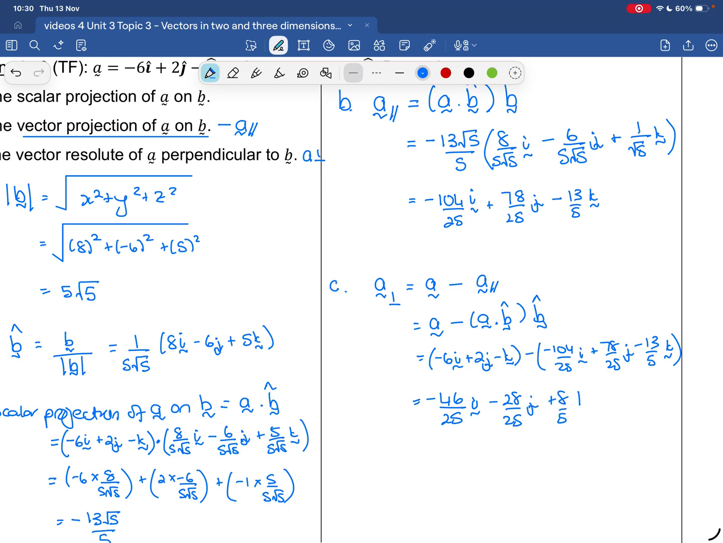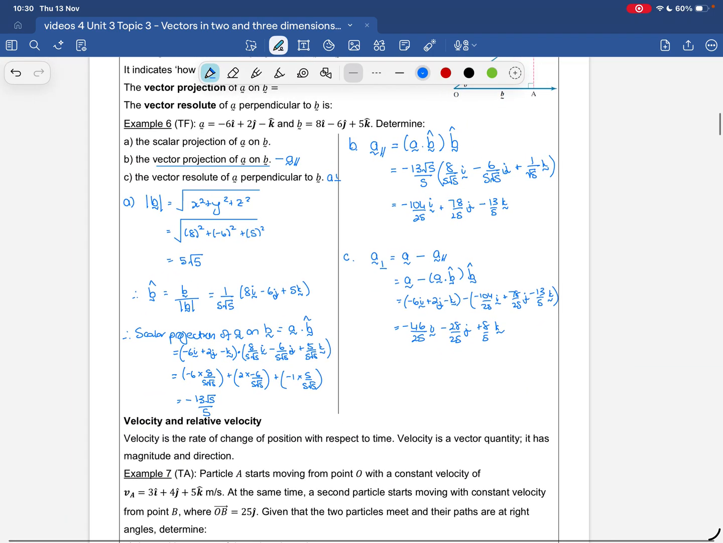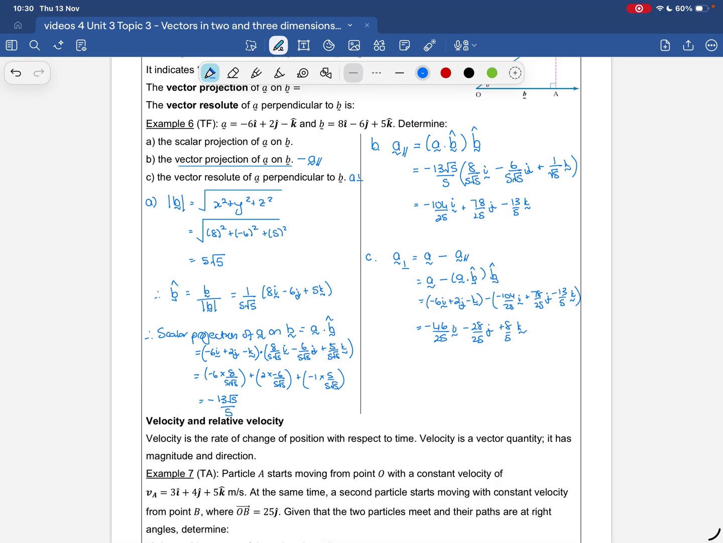plus 8 over 5 k. If you can't remember that clearly, go back to the 2 dimensions and go through it again. Make sure you're understanding it.